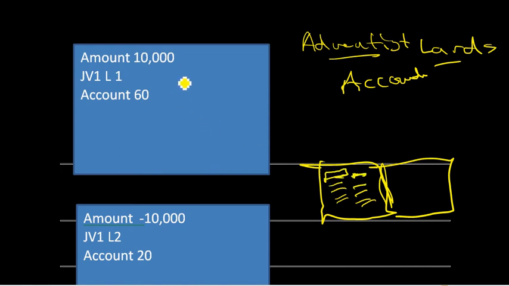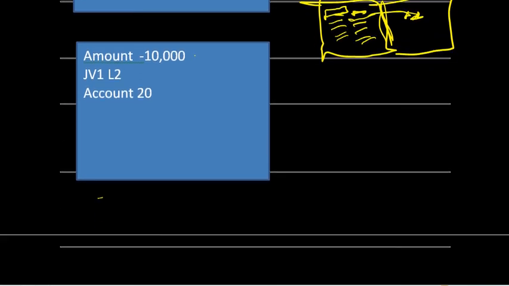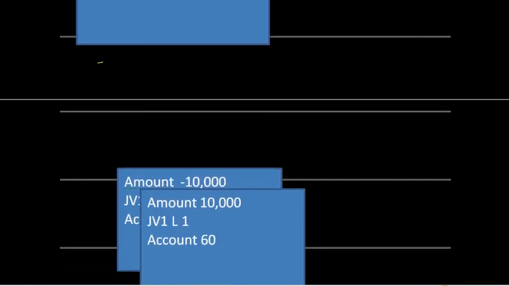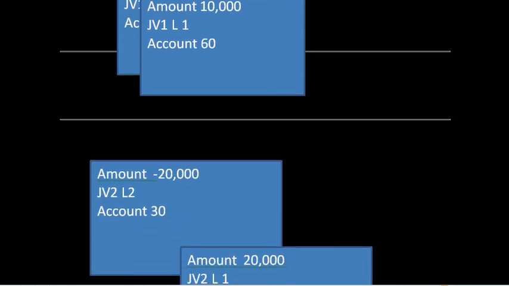You picked up the first card, and you looked at it, and it was blank, and you wrote on it $10,000, account 60, and you put it on the other side of the table. Then you picked up another card, and you wrote negative 10,000, being a credit, and account 20, and you put it on the blank side of the table. So now we have two cards over there, and we do a third and fourth card.